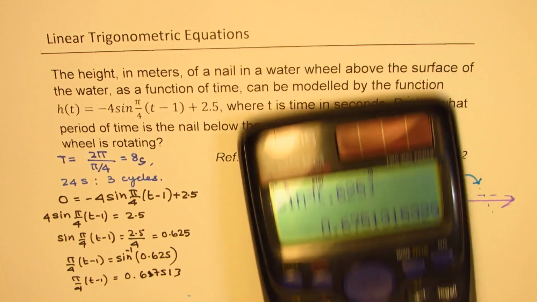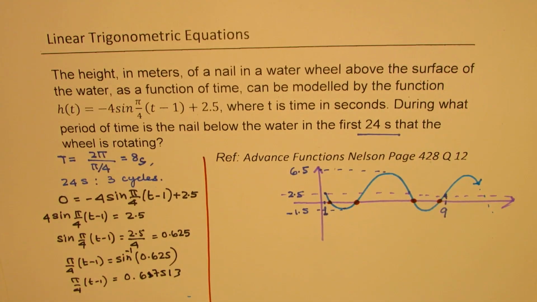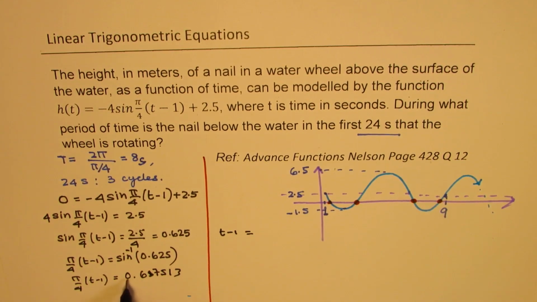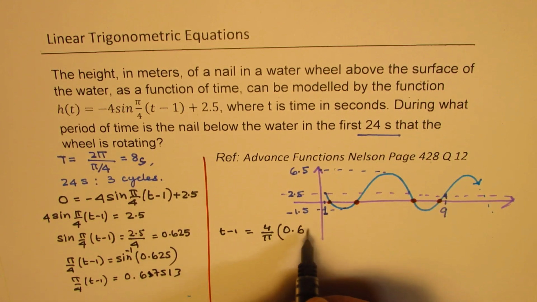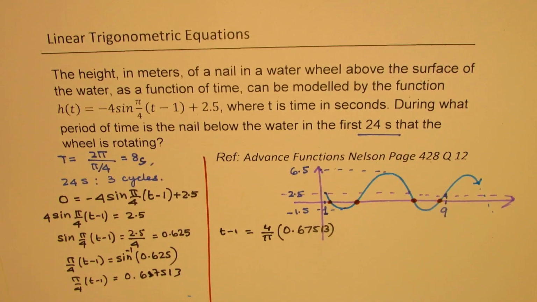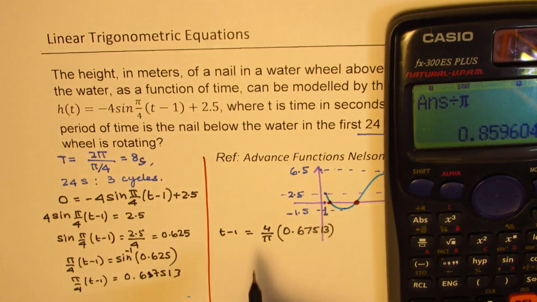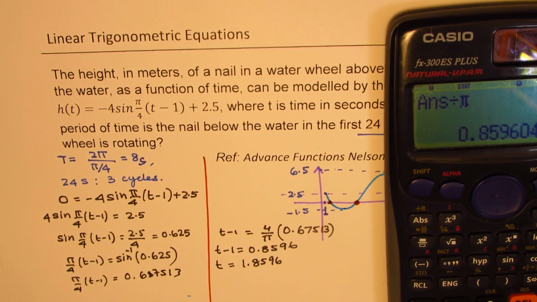Now from here we need to find what t is, correct? So let's now find what t is. Let me use this part of the page. We'll go in steps. So t minus 1 can be equal to, we'll multiply by 4 over pi this number, which is 0.67513, right? So we already have this number here. We'll times it with 4 and divide by pi. It gives us t minus 1 equals 0.8596. So t equals 1.8596. Is that clear to you?